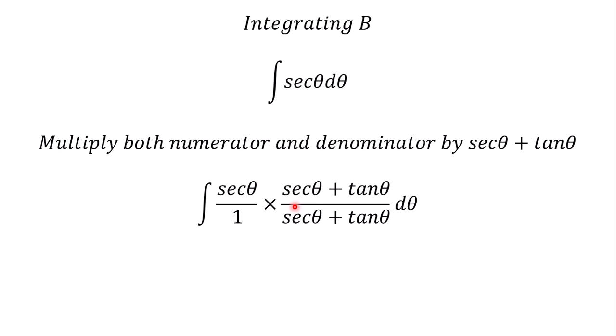This is what I'm talking about. So this 1 over 1 times this one, when you multiply this by this, you're going to get secant theta squared plus secant theta tan theta divided by this time. This will give us secant theta plus tangent theta.